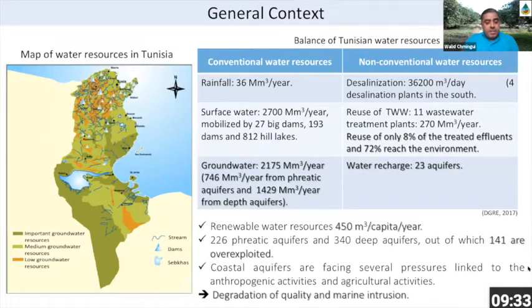My country, Tunisia, is facing water scarcity because of the limited available water resources compared to the high demand. Agriculture is consuming more than 83% of the water resources, provided partially by groundwater in coastal areas. Consequently, these aquifers are increasingly contaminated by anthropogenic and agricultural activities.